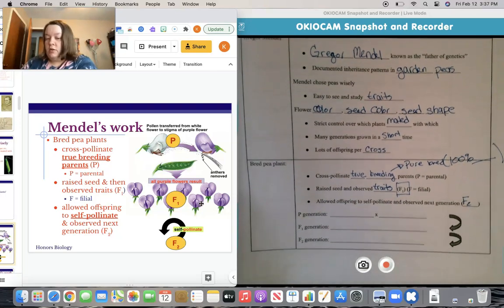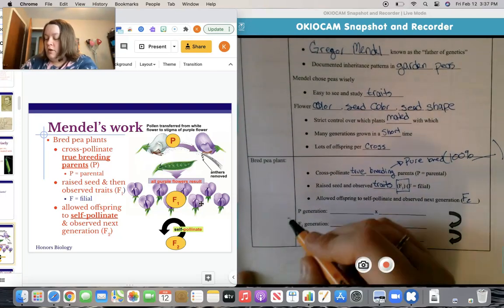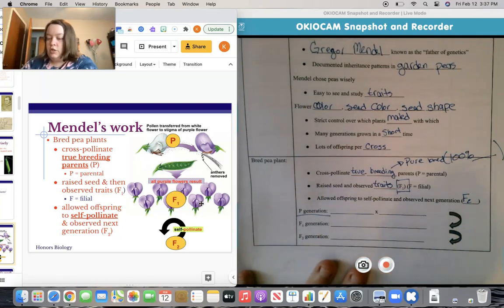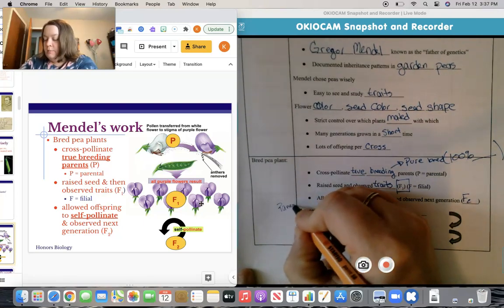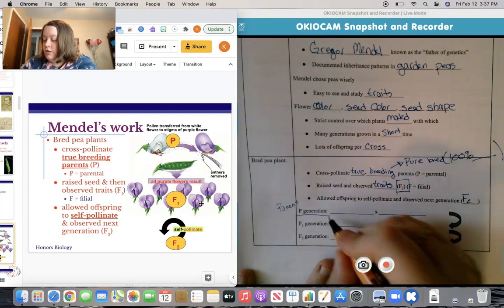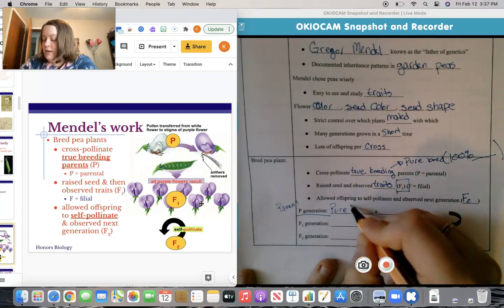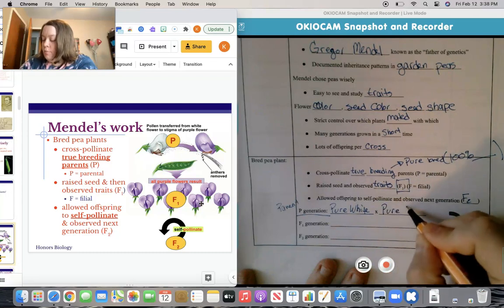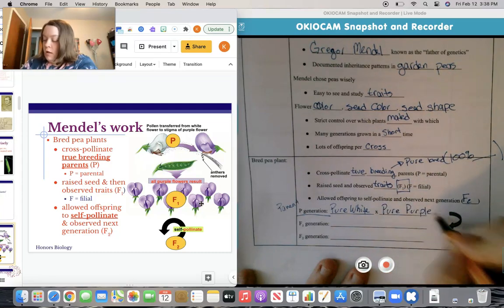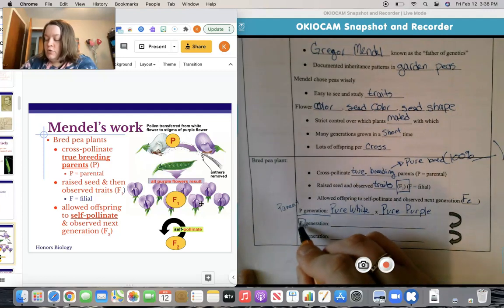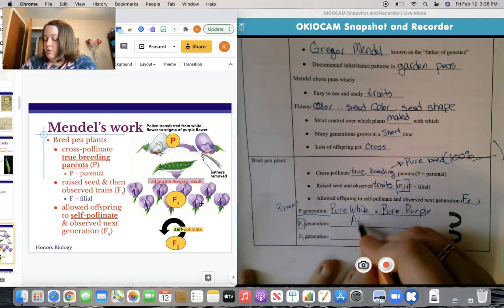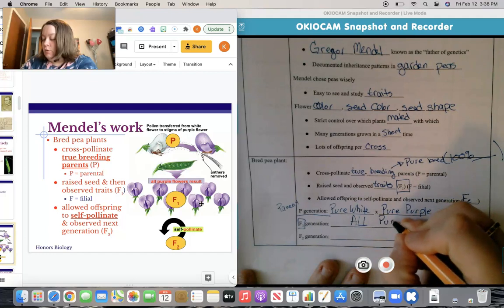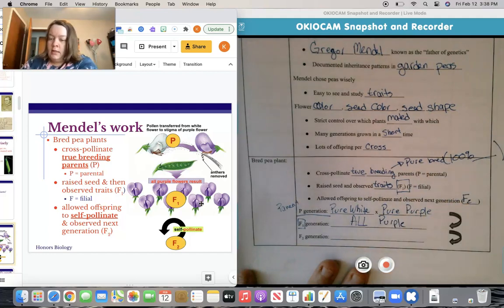So when I write that out here at the bottom, the very first generation is the parent generation. P stands for parent. In the parent generation, he took a pure white flower, mated it with a pure purple flower, and looked at the F1 generation, the first generation of offspring. Those offspring were all purple. Then he self-pollinated these purple flowers to get his second generation.